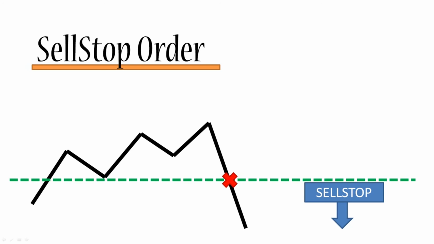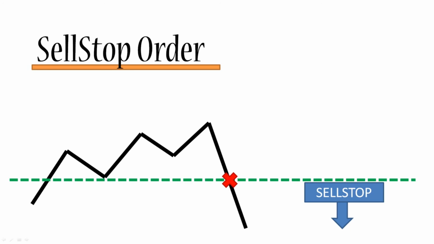So if you think that once the price crosses a certain price level or support line, the price will keep going downwards, that's when you would want to set a sell stop order and catch that movement as soon as it starts, rather than having to sit around and wait for it to happen.